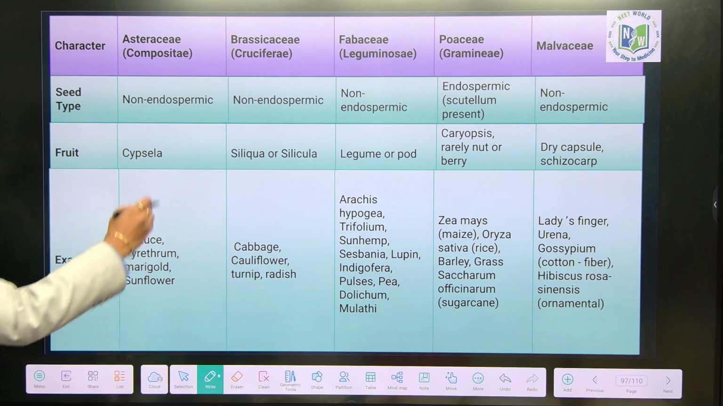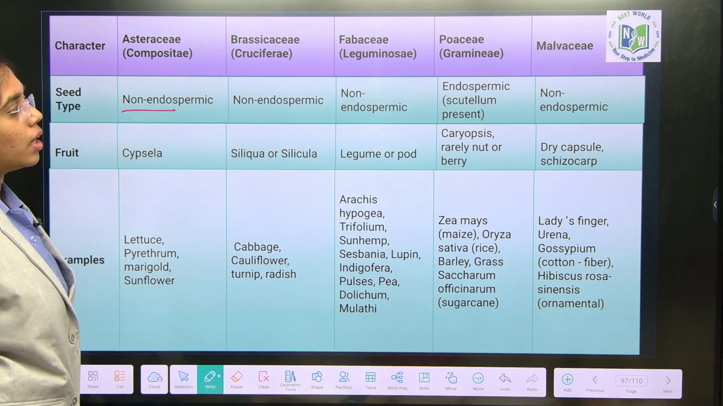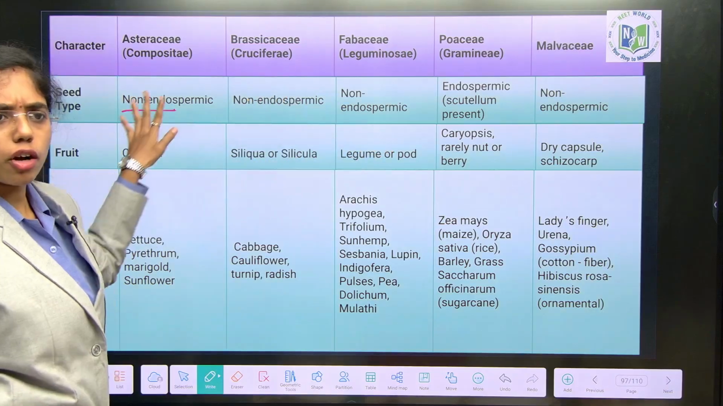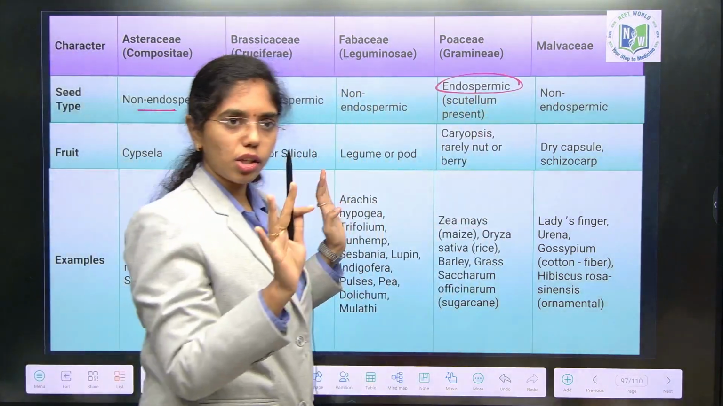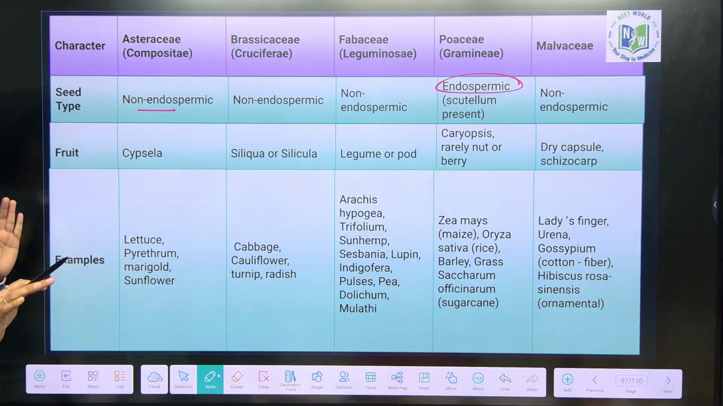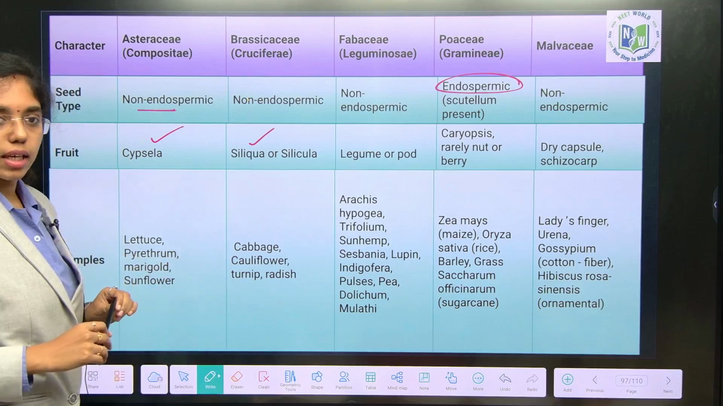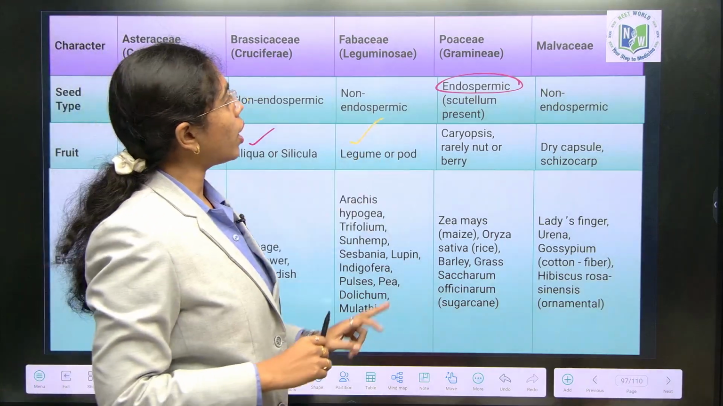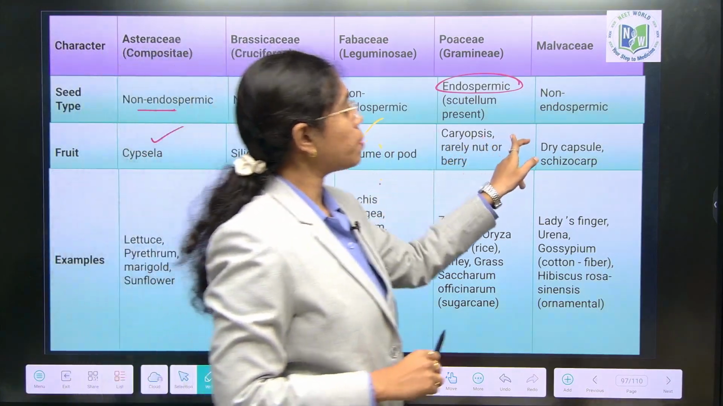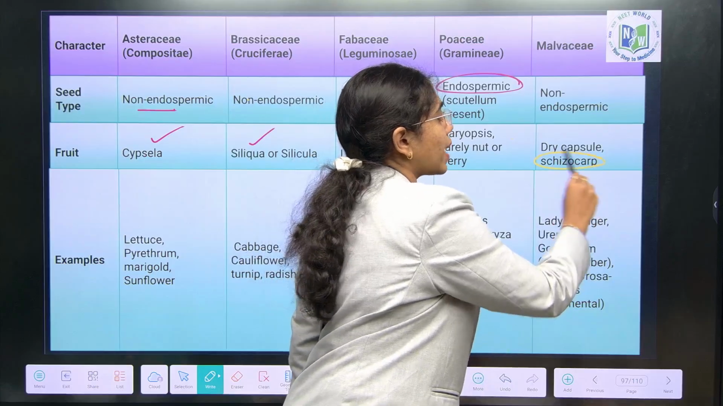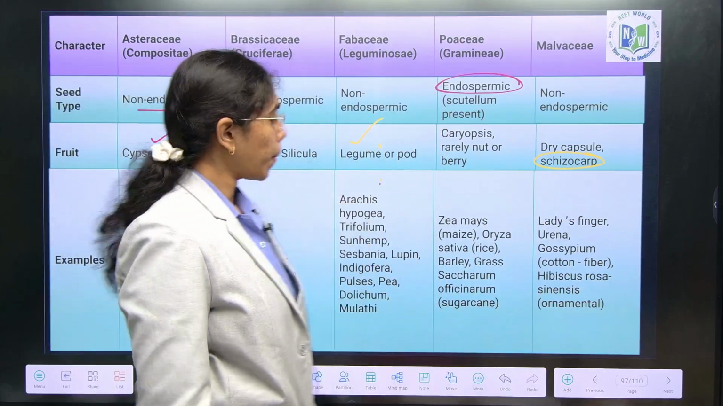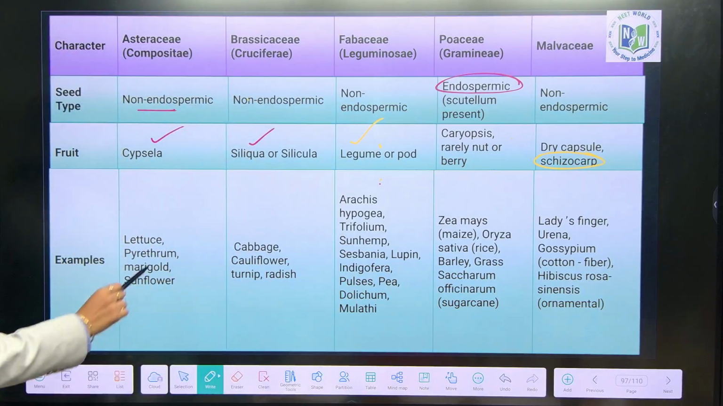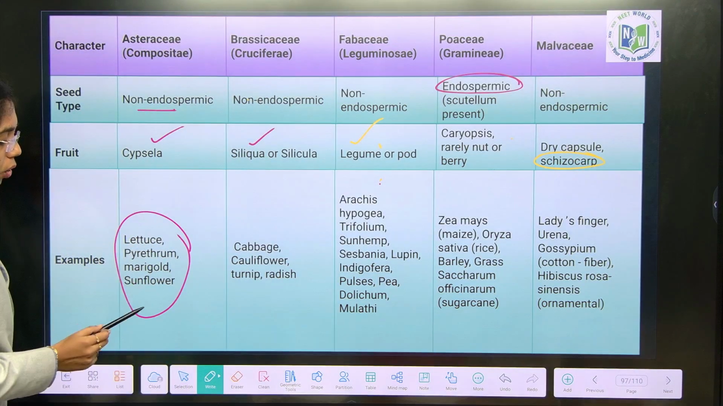Seed type is non-endospermic in Asteraceae. Non-endospermic in all because they are mostly dicotyledons. Monocotyledons have endosperm. That's all. Clear with seed type? Fruit: cypsela in Asteraceae, siliqua in Brassicaceae, legume or pod in Fabaceae, caryopsis in Poaceae, dry capsule or schizocarp you will see in Malvaceae members. Then examples: lettuce, Parthenium, marigold, sunflower.